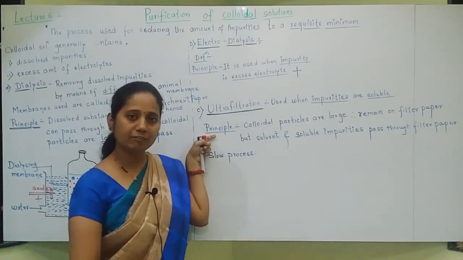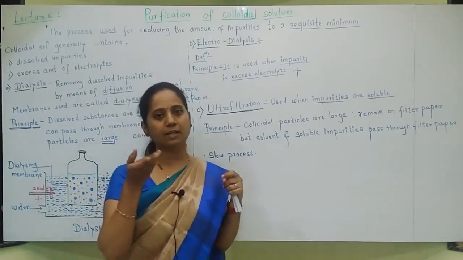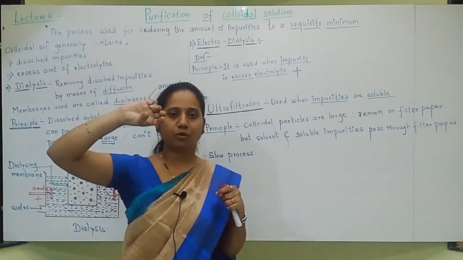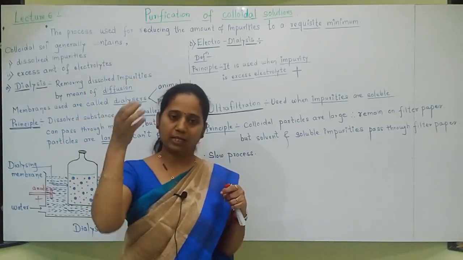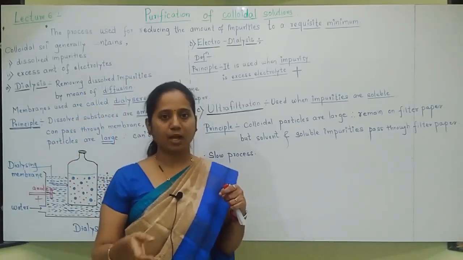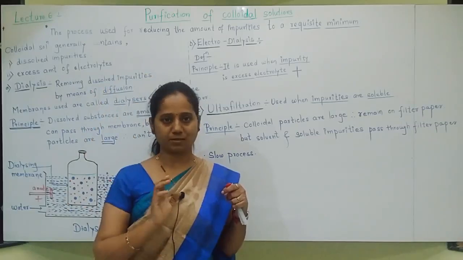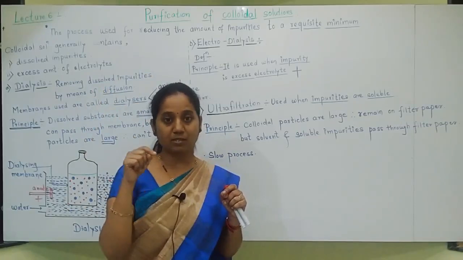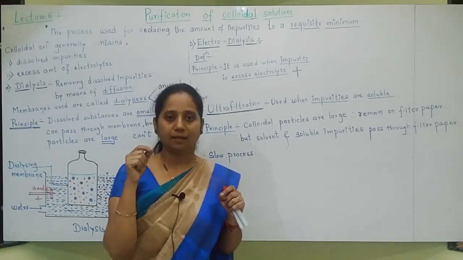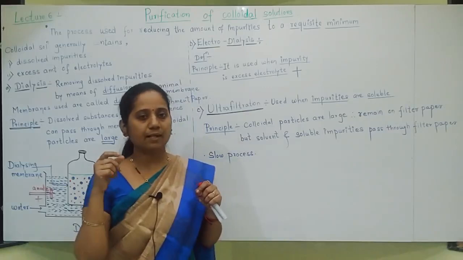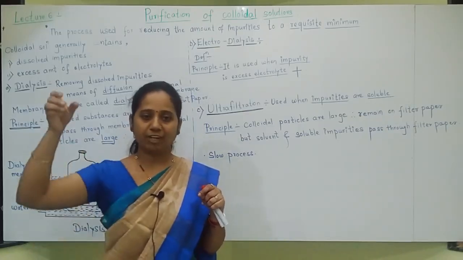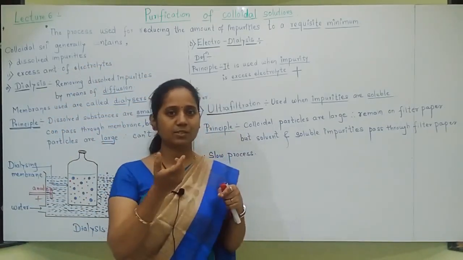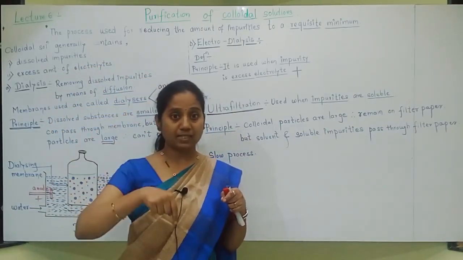What is the principle of the ultrafiltration method? I have just told you that the pore size of ordinary filter paper is large. If you pour colloidal solution, colloidal particles will also pass, and the dissolved impurities will also pass. No use will be there. And that's why the pore size of ordinary filter paper is reduced by special methods, and then ultrafilter papers are prepared.